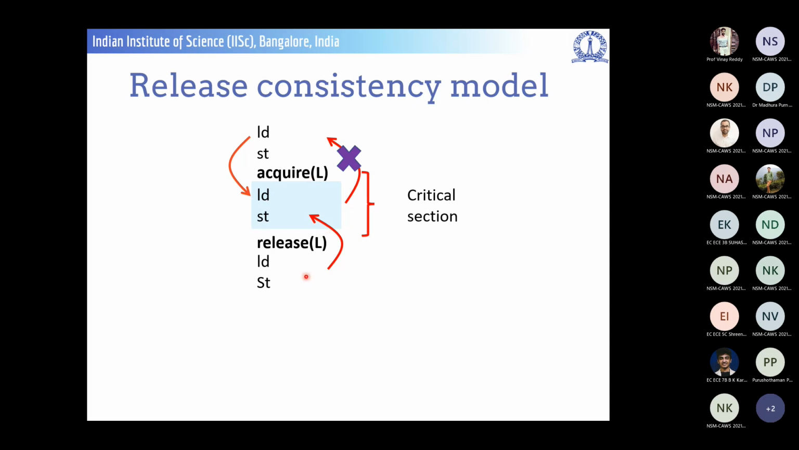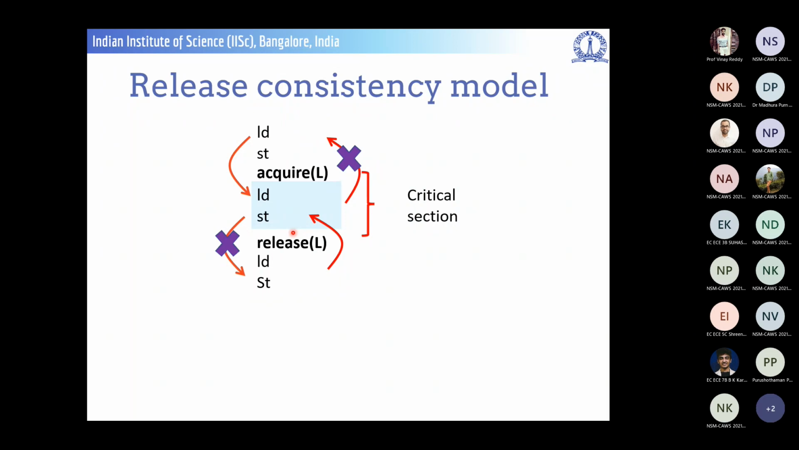Similarly, if there are load stores after the release, they can happen as if they were happening before the release. But the other way is not possible. The load stores that were before the release should not happen as if they were after the release. Then you will actually break the critical section semantics.